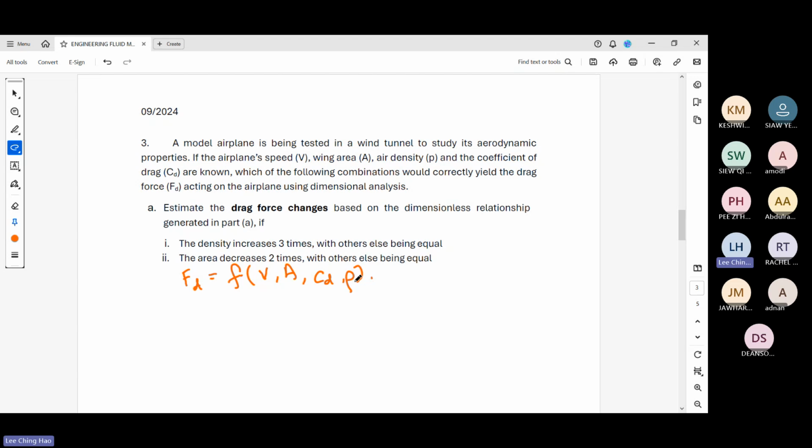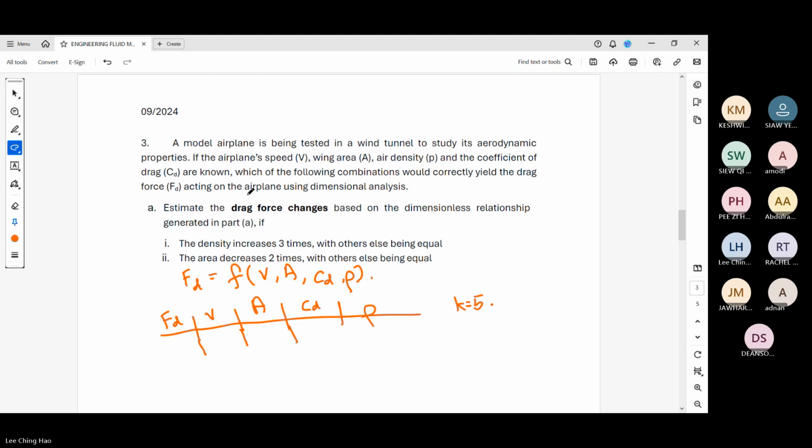Then the second step is to count the variables. F, D, V, A, C_D, so that's 5. So K is 5. Then what do you do? Force is in Newton. The unit is.